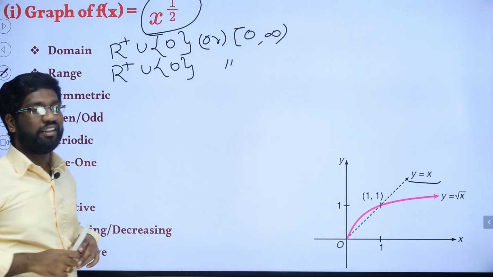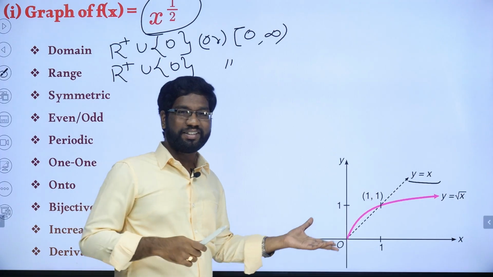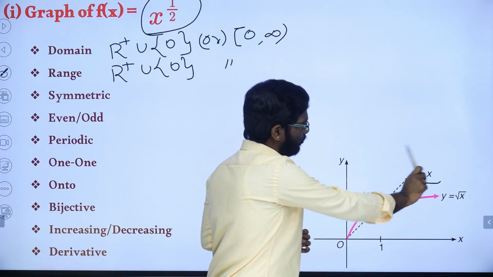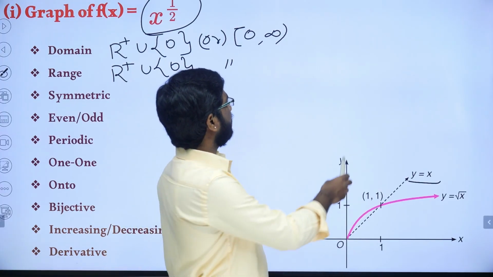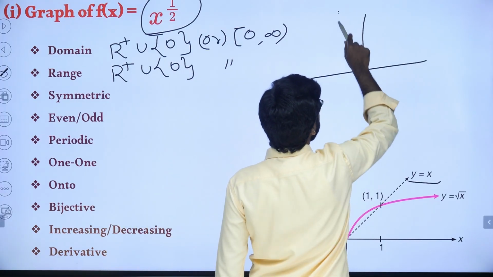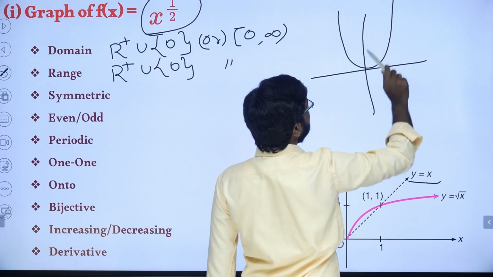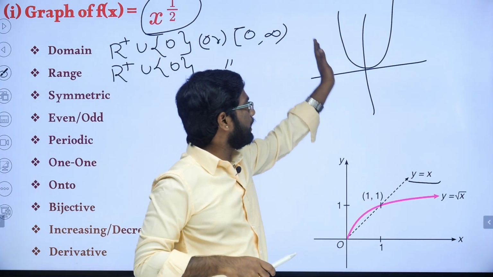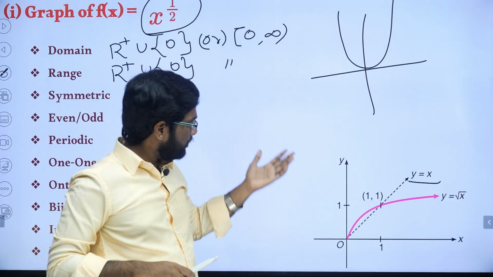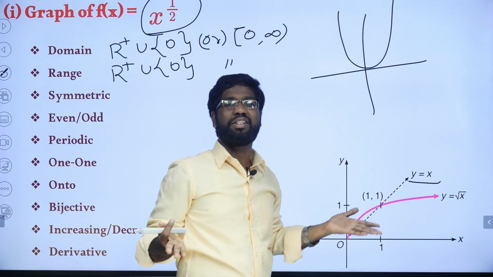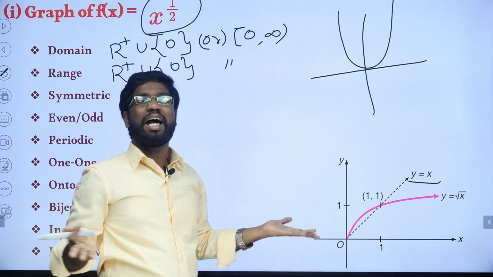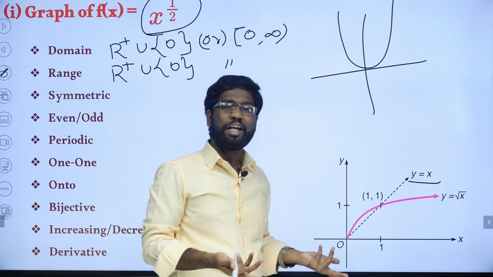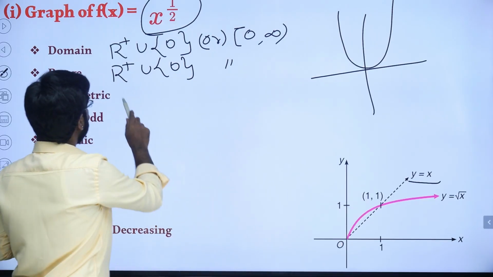Now symmetric. Is it symmetric, my dear students? I have the graph only in one quadrant. If it were the x square graph, it would be symmetric about the y axis, because it shares the graph in two quadrants. But here it is not at all sharing. So how can I have symmetry? There is no symmetry, my dear students.